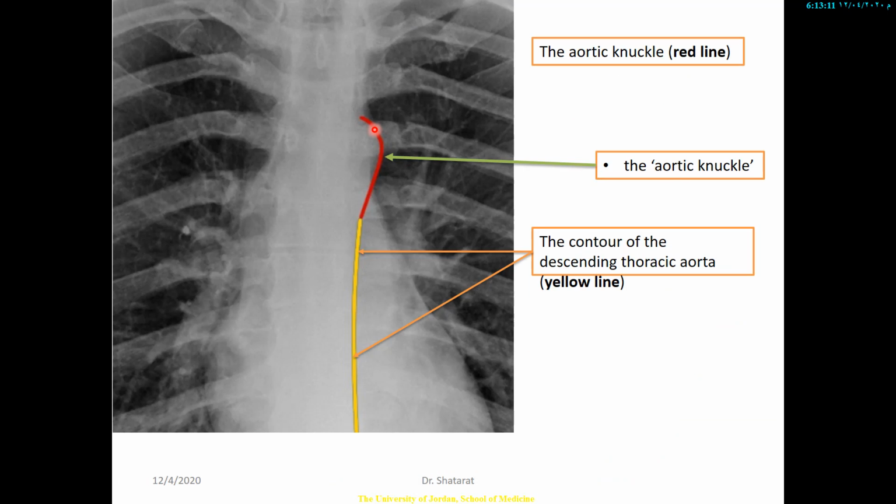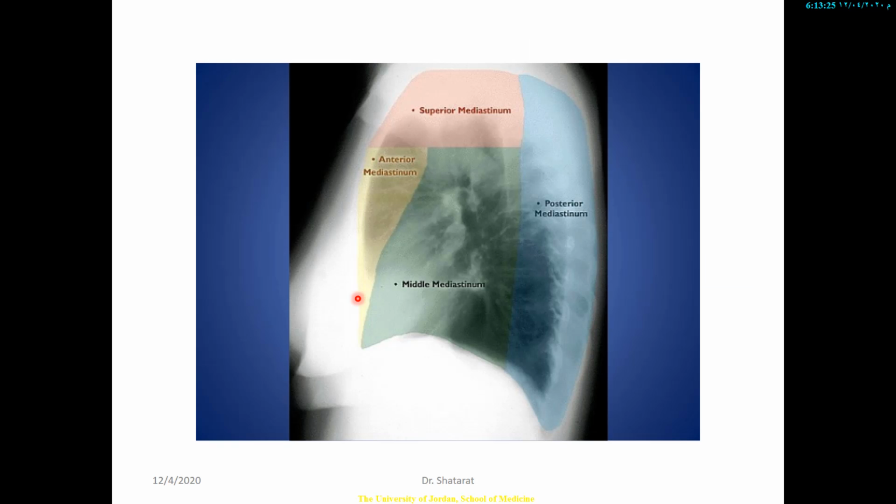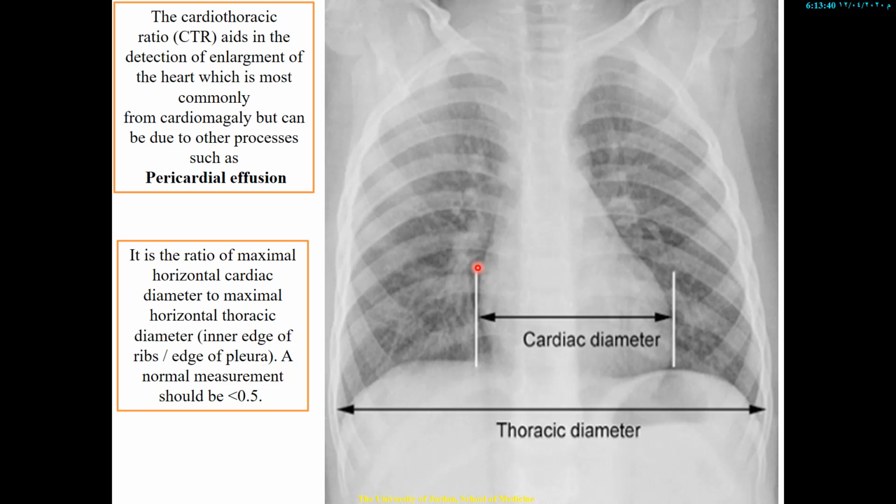Now again here is the aortic knuckle, and if you carry on you may follow the contour of the descending thoracic aorta. This is the lateral view of the thoracic cavity. You can identify the posterior mediastinum, and the superior, anterior, and middle mediastinum.